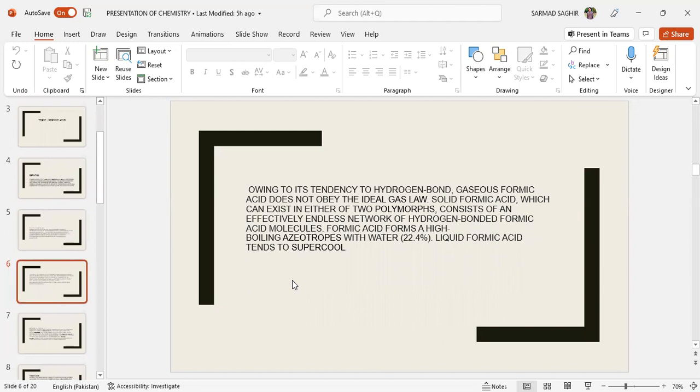Owing to its tendency to hydrogen bond, gaseous formic acid does not obey the ideal gas law. Solid formic acid, which can exist in either of two polymorphs, consists of an effectively endless network of hydrogen bonded formic acid molecules. Formic acid forms a high boiling azeotrope with water at 22.4%. Liquid formic acid tends to supercool.